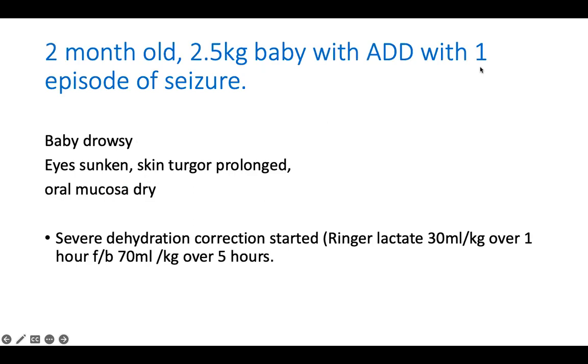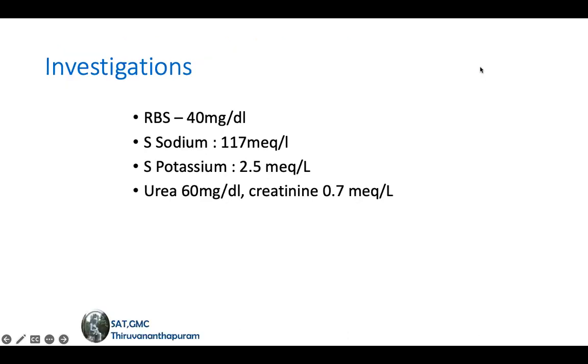Now, coming back to the child, let us see what really happened with the child. 2-month-old, 2.5 kg child with diarrhea with an episode of seizure. So what was done? Immediately, severe dehydration correction was started with ringer lactate, 30 ml per kg over 1 hour, followed by 70 ml per kg over 5 hours, just like the guideline says. Meanwhile, the investigation showed hypoglycemia, which was corrected with B10.